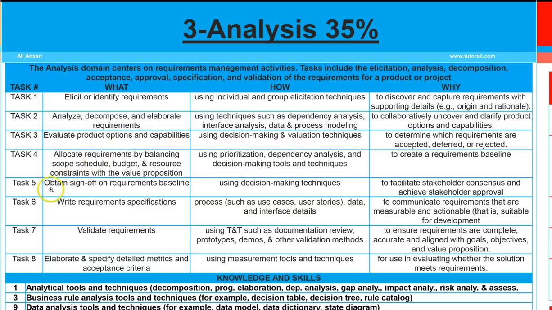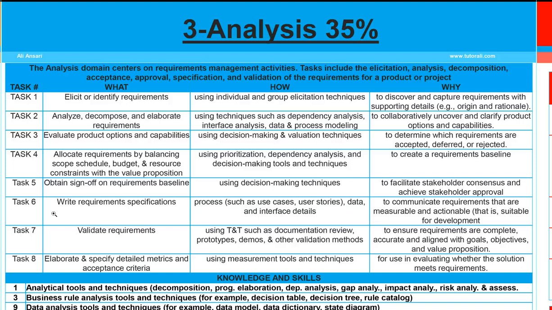The 5th task is obtain sign-off on the requirement baseline. So we have the requirement baseline, everything that needs to be there, but we have to obtain the sign-off. And to do this, we are using decision-making techniques. Why? To facilitate stakeholder consensus and achieve stakeholder approval. So you want to get these sign-offs from the stakeholders, but everyone should be ready with the requirements and agree to the requirements. And for that, you might need to use some decision-making techniques to facilitate stakeholder consensus.